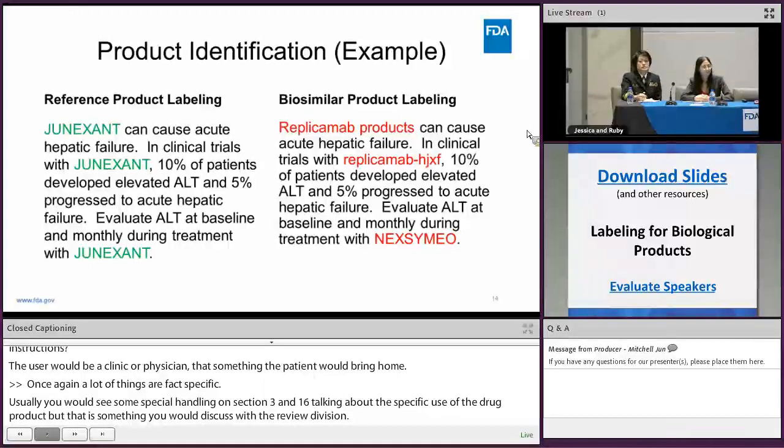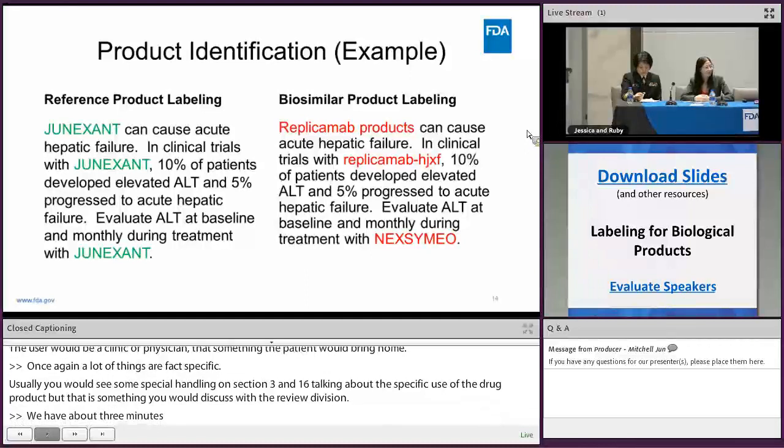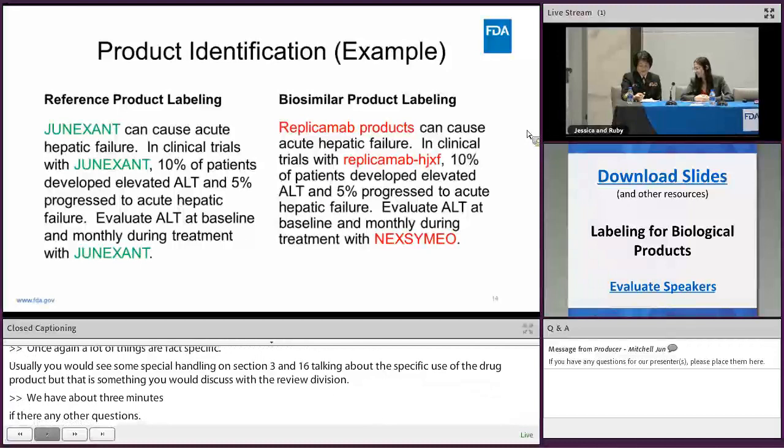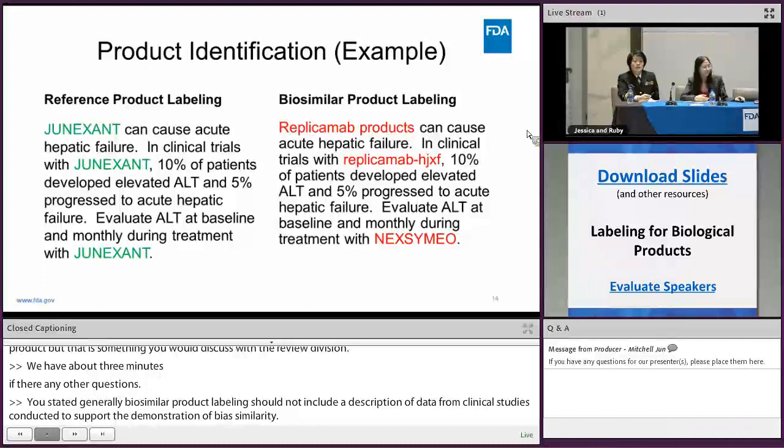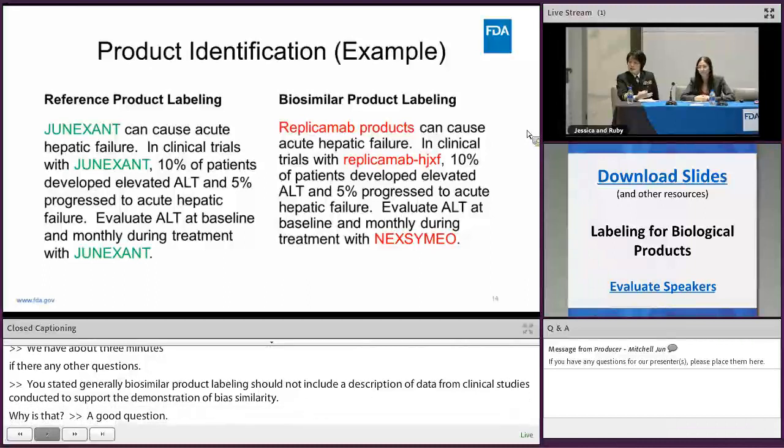You stated that generally, biosimilar product labeling should not include a description of data from clinical studies conducted to support a demonstration of biosimilarity. Why is that? That's a good question. Perhaps we can go back to how Eric Brodsky was discussing prescribing information yesterday. The intent of the prescribing information is to communicate to the healthcare provider and the practitioner how to use the product safely and effectively for the indicated indications in the label.